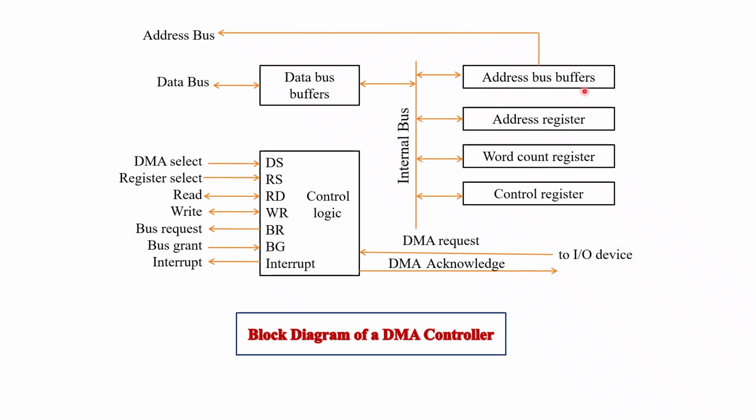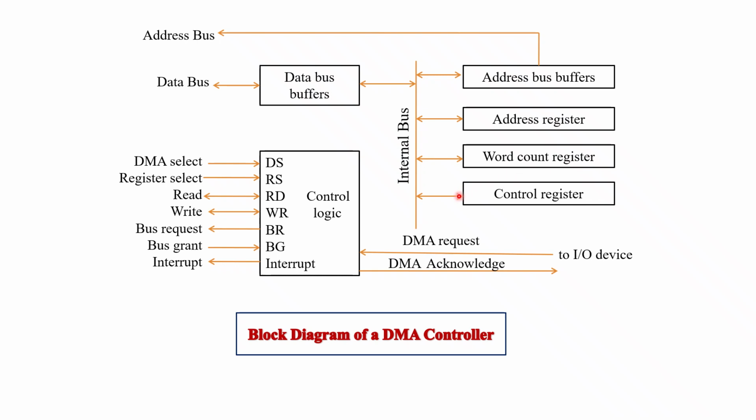Here are the registers: address bus buffers, address register, word count register, and control register. Initially the CPU initiates the data transfer by loading the desired data into these registers, and it initiates the operation. The DMA controller requests the bus by enabling the bus request line. Immediately it will be granted by the CPU so that it can transfer directly into the memory.